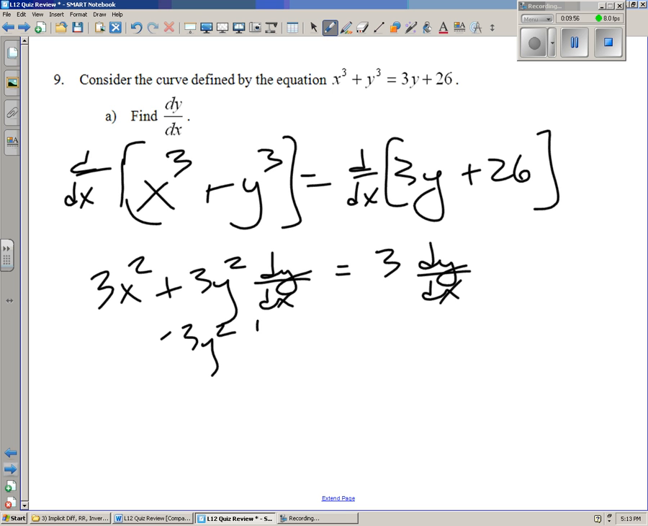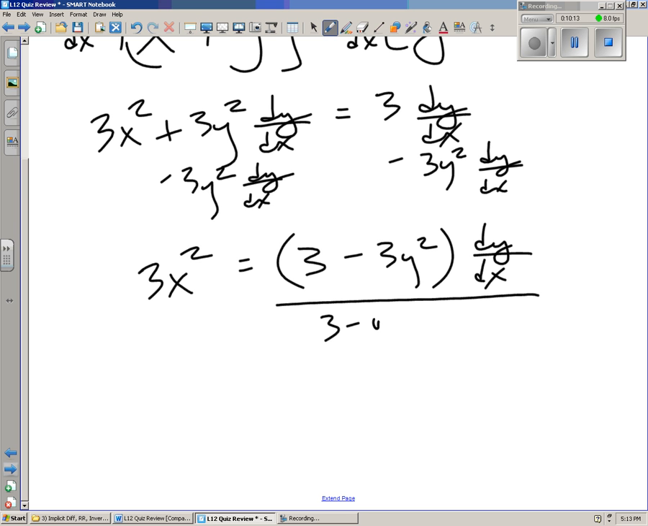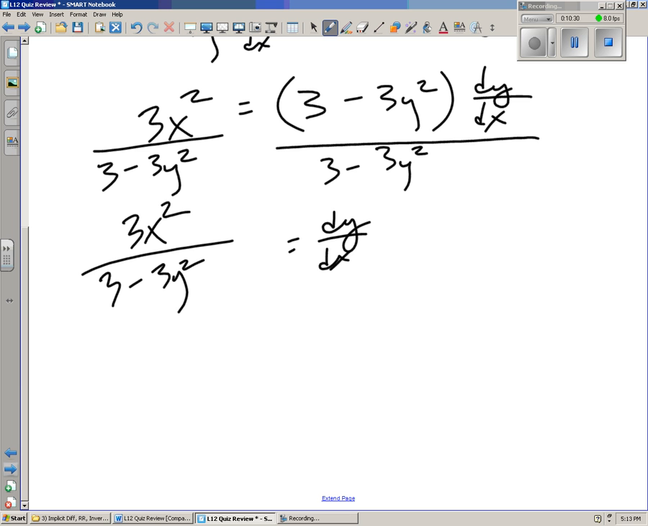I would do it this way. You could do it the other way, but then there's more moving that you have to do. So we get 3x squared equals 3 minus 3y squared, pulling out a dy over dx. And now we can divide by 3 minus 3y squared on both sides. So we get dy over dx is equal to 3x squared over 3 minus 3y squared. And since every term has a 3, we can divide by the 3. So we get x squared over 1 minus y squared.